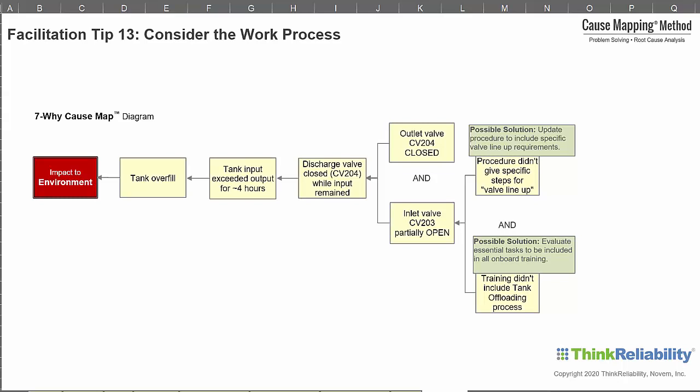So as you begin to dig into your problems and build your cause map diagrams, remember to jump over to the work process and consider what those specific work process breakdowns are. And that'll help you to reveal more sustainable solutions within your organization.